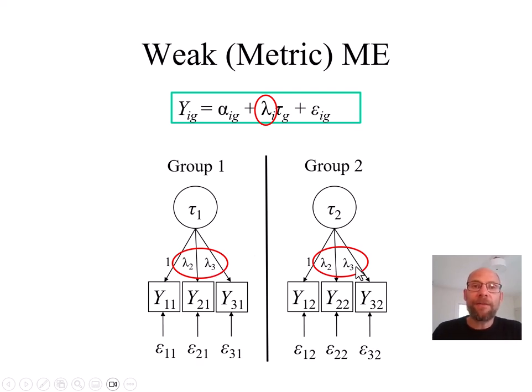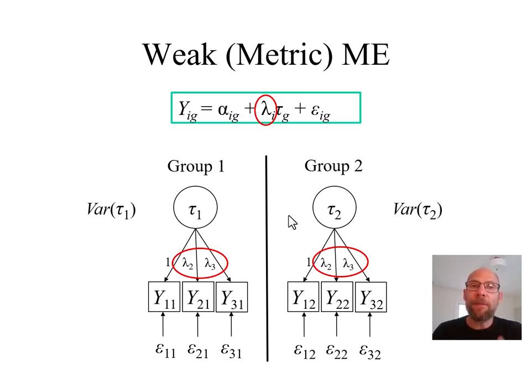With metric invariance, we have the same units of measurement for the latent variables, and therefore we can now make meaningful comparisons of the latent variable variances across groups. These are now comparable because tau 1 and tau 2 are now measured on the same scale in terms of the units of measurement.